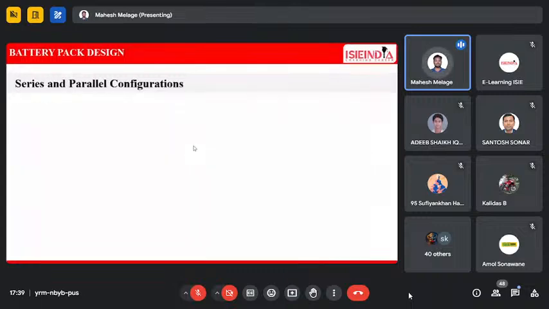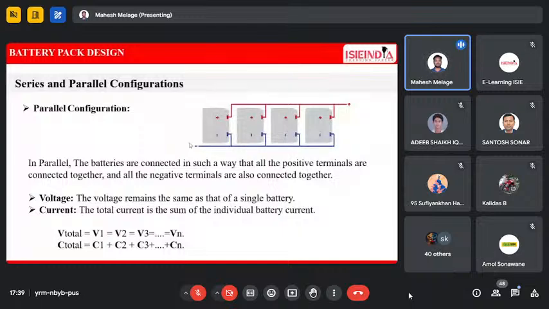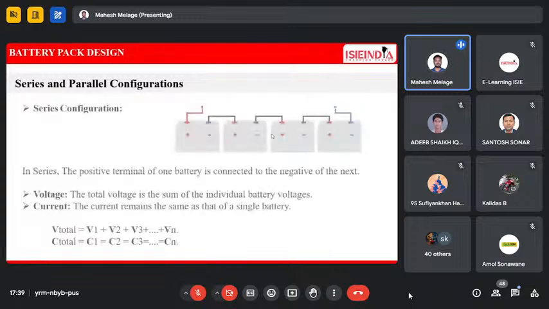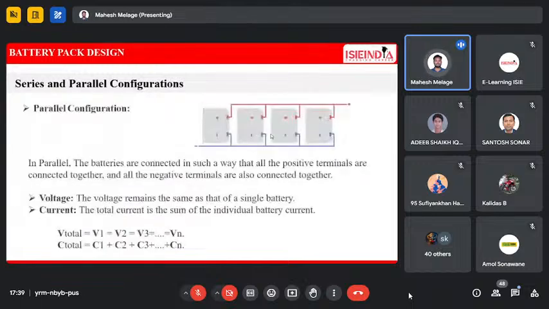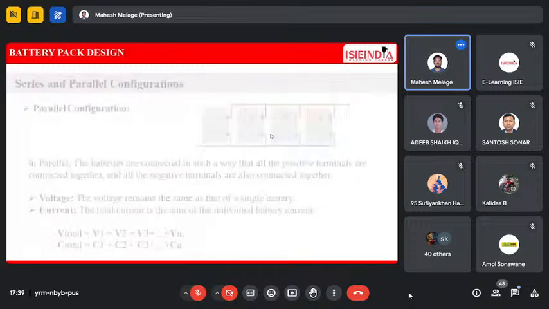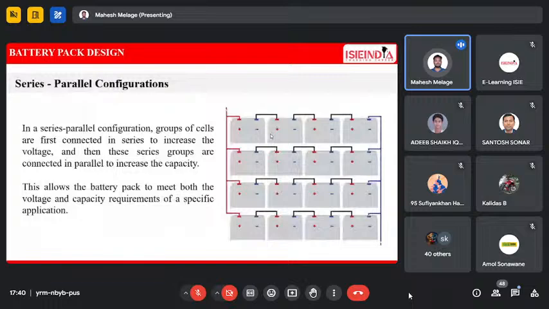Now this is a parallel configuration. In a parallel configuration, batteries are connected across. Each cell's positive terminal is connected together, and each cell's negative terminal is connected together. In this parallel configuration, voltage is the same but capacity is added, increased. In a series connection, voltage is added and capacity is the same. But in a parallel connection, voltage is the same and capacity is added. This is a series-parallel combination.